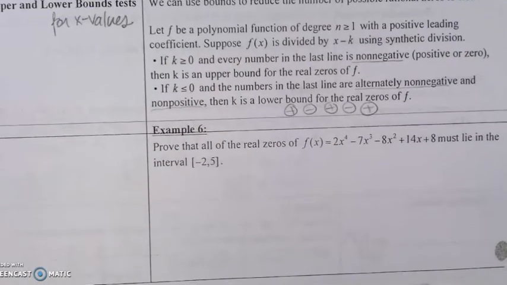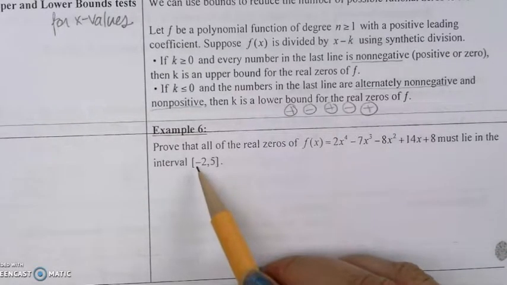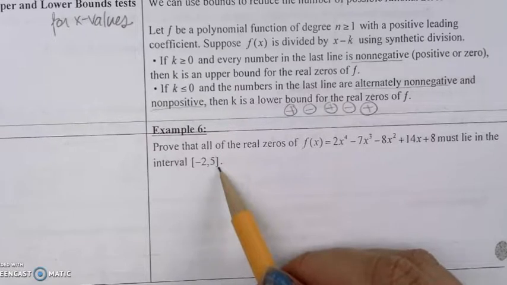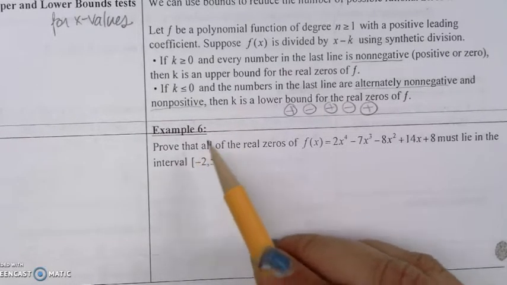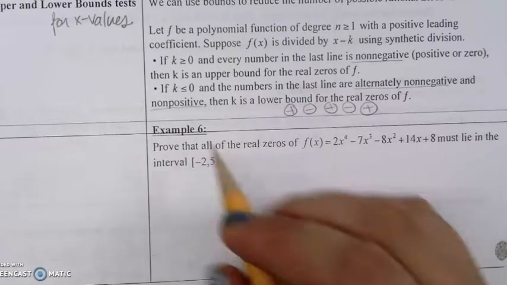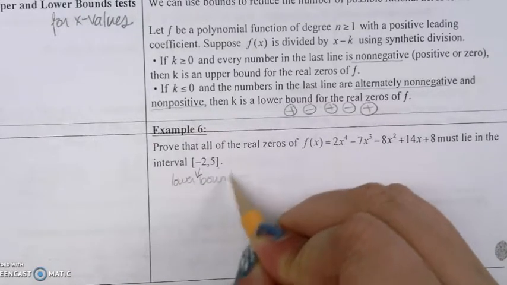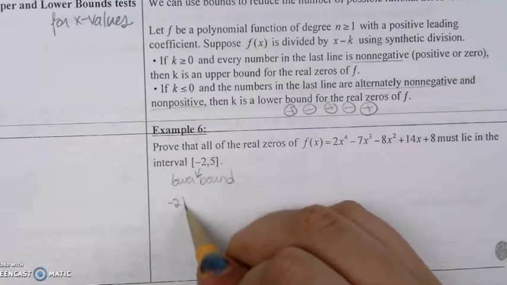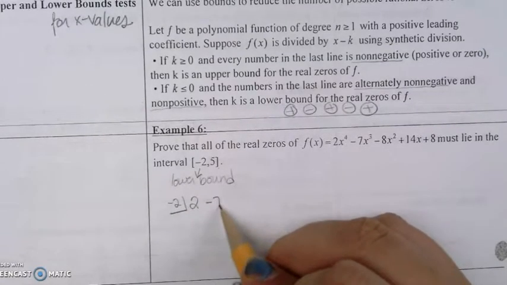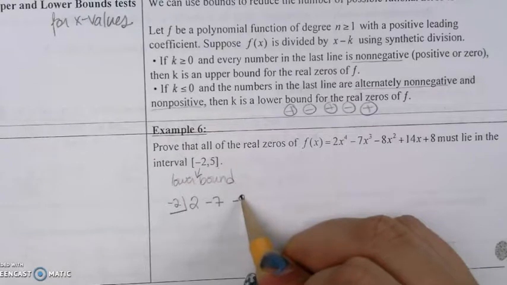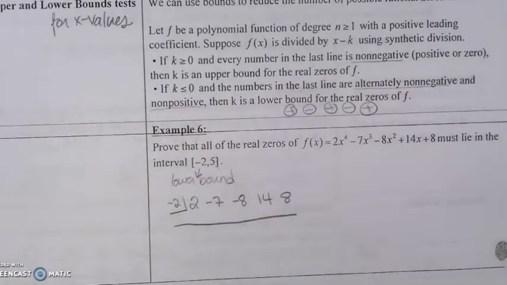In example 6, we're looking to prove all of these zeros are between -2 and 5, okay? That doesn't mean there's a 0 at -2 or a 0 at 5. We're just saying they're within this interval. So I want to prove that -2 is a lower bound, and I do that by synthetic division. So -2, and I'm dividing with the coefficients to the 4th, to the 3rd, squared, to the 1st, and constant, so I didn't need any placeholders.